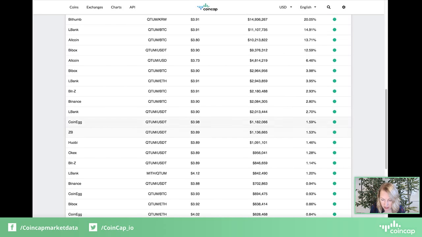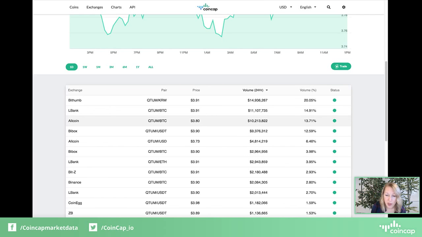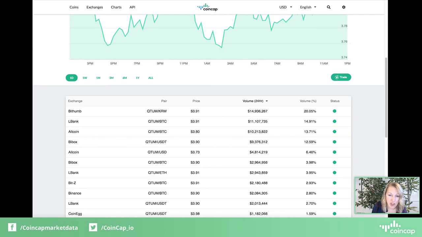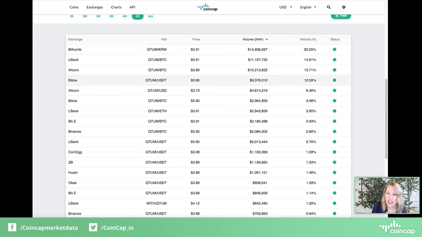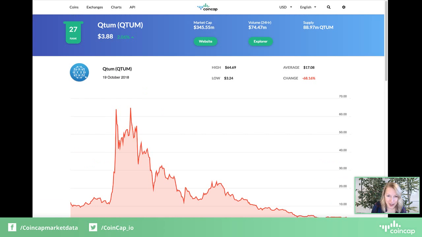So maybe Altcoin is a good place for me to buy Bitcoin with dollars, and maybe even buy Qtum with Bitcoin or Qtum with dollars or whatnot. And I can even look at some of the history on Qtum to see how it's been trading and what the prices have been at. Looks like it might be a good time to buy Qtum.